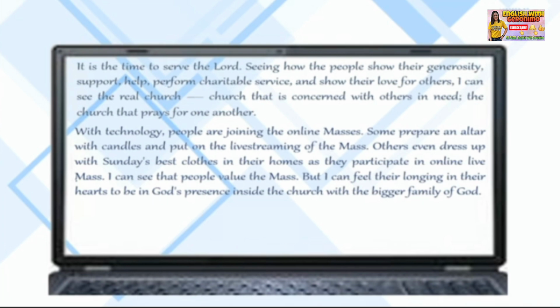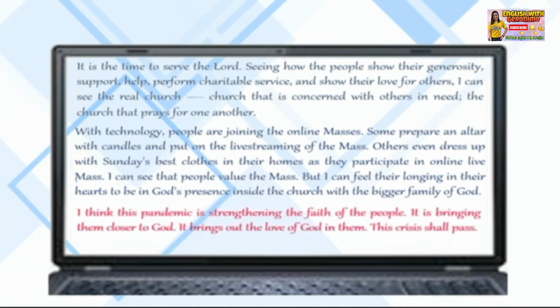I can see that people value the Mass, but I can feel their longing in their hearts to be in God's presence inside the church with a bigger family of God. I think this pandemic is strengthening the faith of the people. It is bringing them closer to God. It brings out the love of God in them.